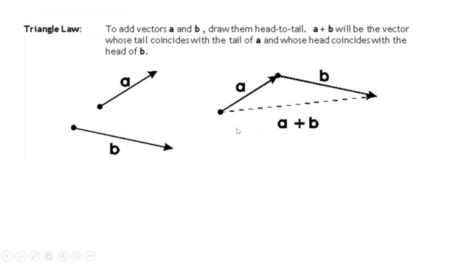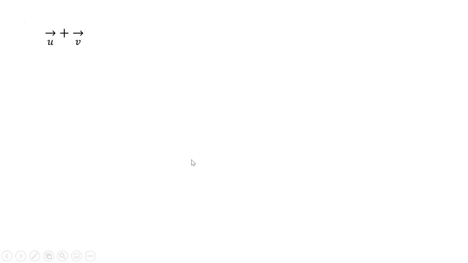So vector A plus B is represented by this dotted line. By putting the B vector at the head of the A vector and seeing where it ends up, that would represent the ending point of the vector. The starting point would be the starting point of A.